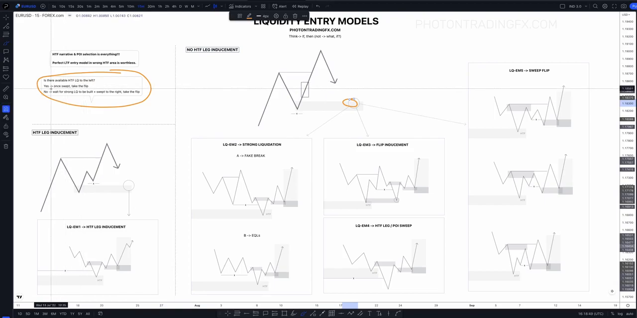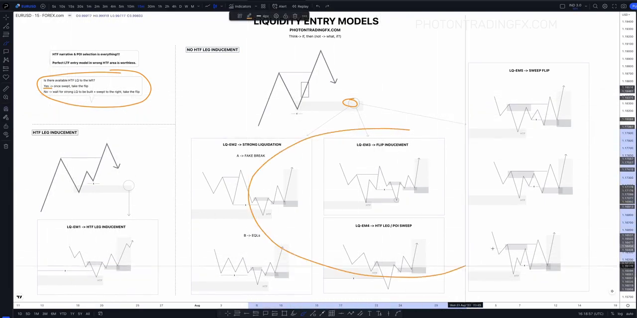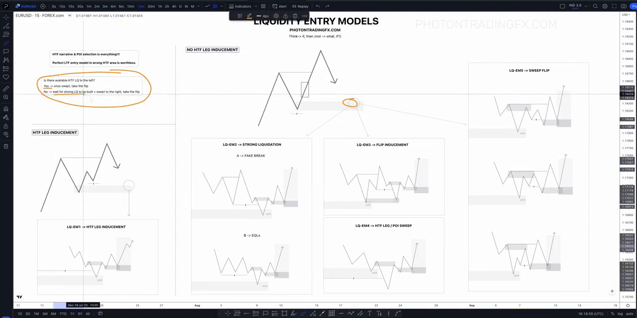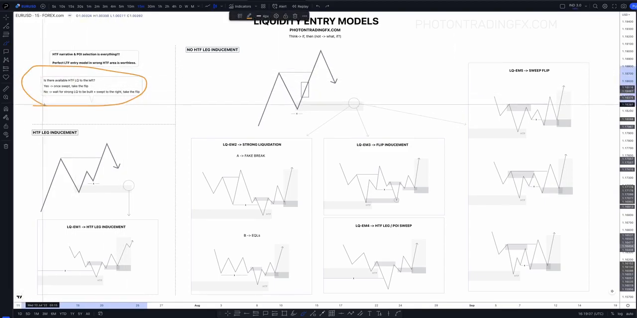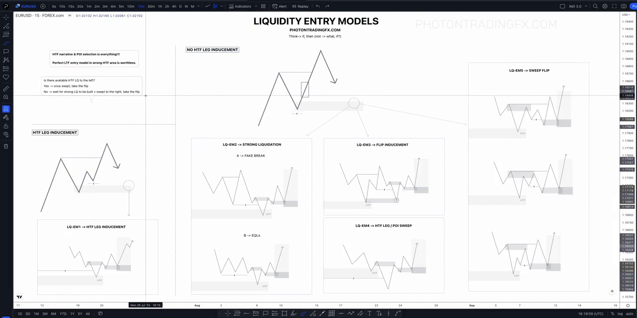No. Okay. Or if there is, sorry, when we're here, then once that liquidity has been taken, you can take the flip. If there isn't, then you're in one of these scenarios, right? And here, you can wait for the strong liquidity to be built and swept to the right and then look to take the flip. It's just another way of simplifying it. But I'm going to really stress that I'm not saying you should do this. It's just one way of building a mechanical framework so you know in each scenario what you're going to wait for.